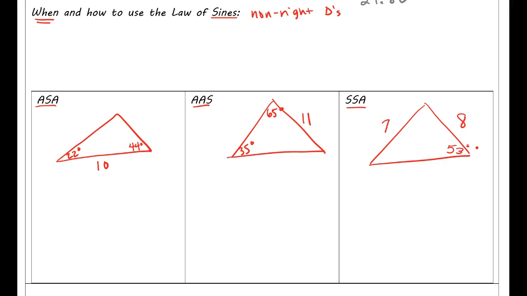Okay, so let these be our pictures to represent the ASA, the AAS, and the SSA. So if you see one of these types of triangles, you get to use the law of sines. Now, what is the law of sines? You may be like, okay, this doesn't help me because I don't have a formula. Now you're going to get your formula. What the law of sines says is that, well, let me write it and then I'll explain.